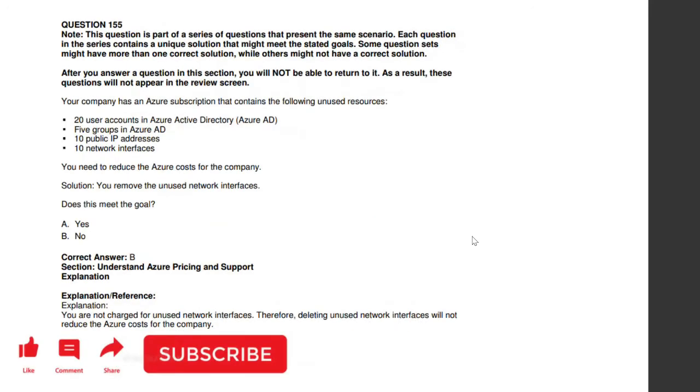So moving to the 155th question. This question is part of a series of questions. This is a scenario based question. Your company has an Azure subscription that contains the following unused resources: 20 user accounts in Azure Active Directory, 5 groups in Azure AD, 10 public IP addresses and 10 network interfaces. You need to reduce the Azure cost for the company solution. You must remove the unused network interfaces. Does it meet the goal? The answer over here is no. You are not charged for unused network interfaces, so removing them will not help over here.